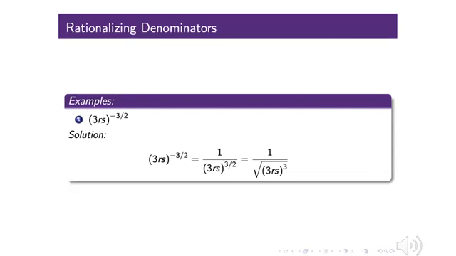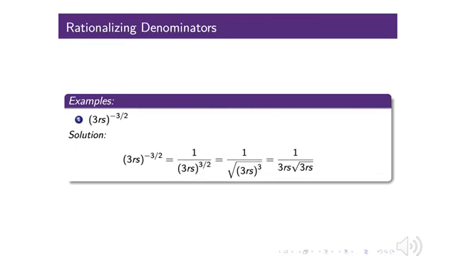Now, we are done with our second to the last example in rationalizing denominators. So we have 3rs quantity raised to the power of negative 3 halves, and the solution for this problem is just similar to our previous example. First, we rewrite the expression in radical notation. Thus, the 3rs quantity raised to the power of negative 3 halves can be written as 1 over the square root of 3rs quantity cubed.